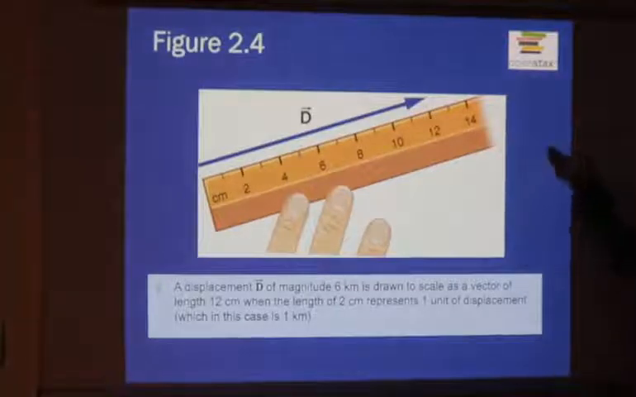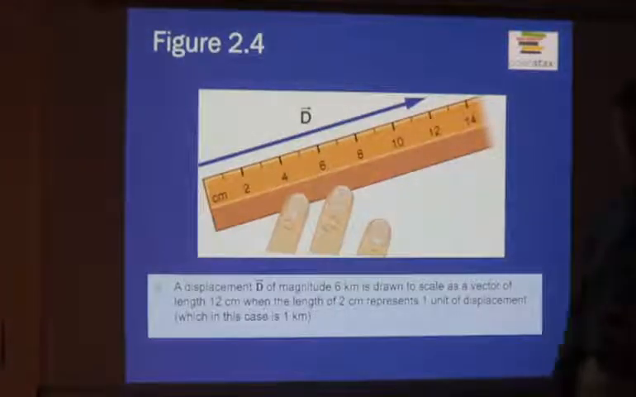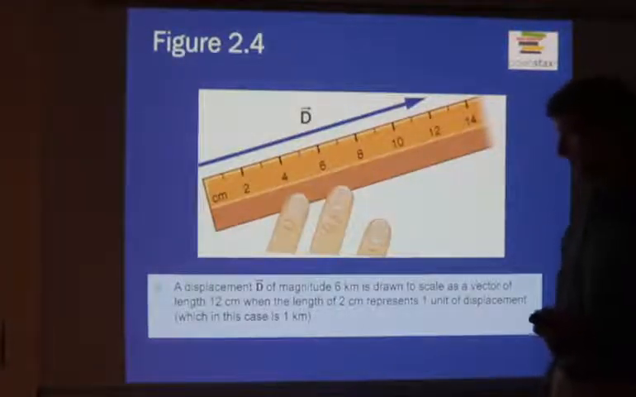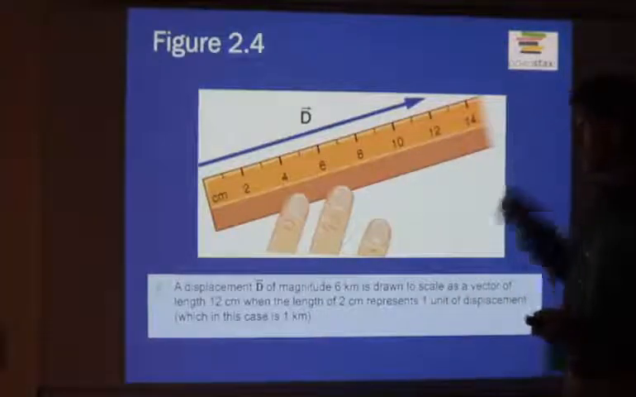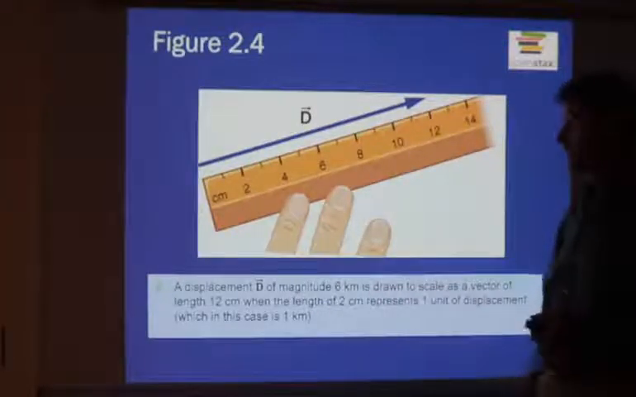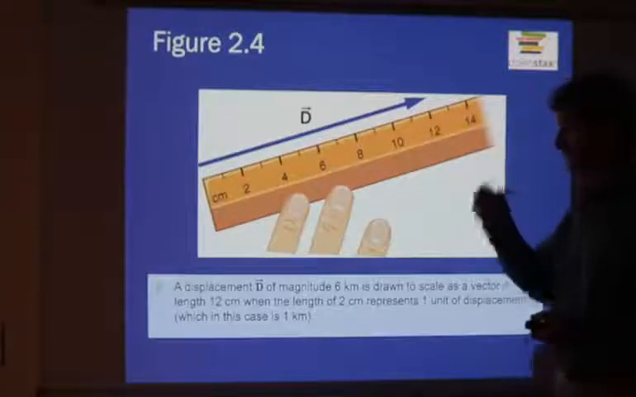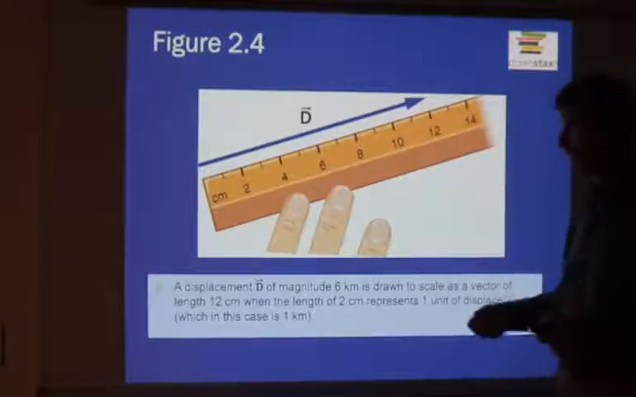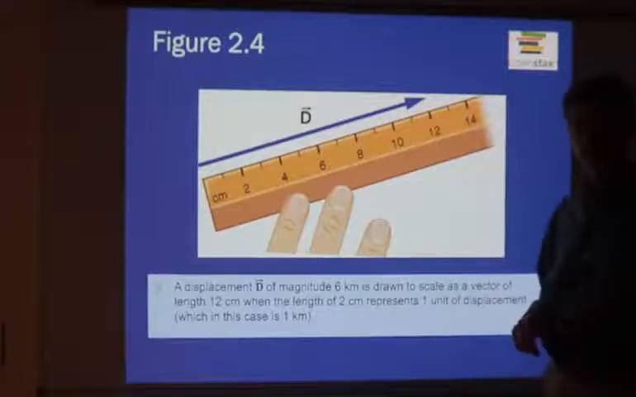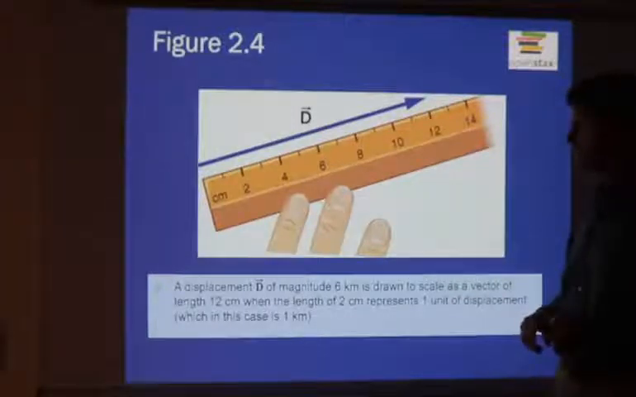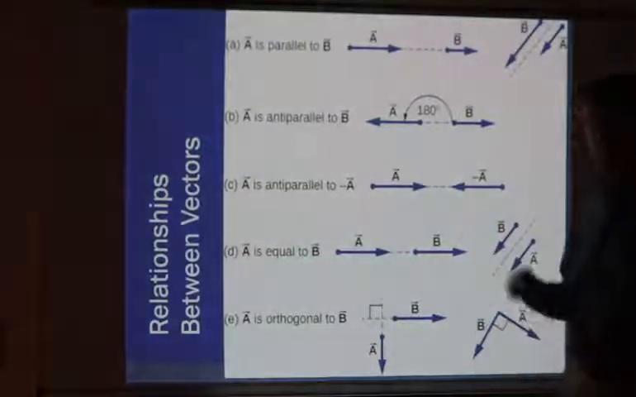And again, the way we represent vectors is we try to oftentimes draw them to scale. So on this map, if 6 kilometers was the distance between the campsite and the lake, perhaps every 2 centimeters would be used to represent that. Let's talk about some other terms.